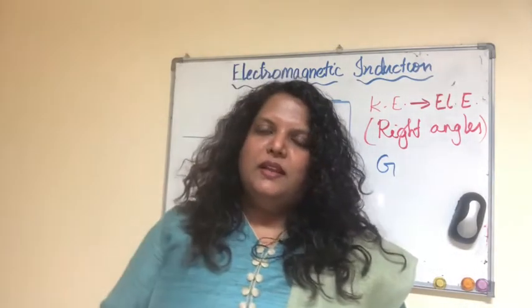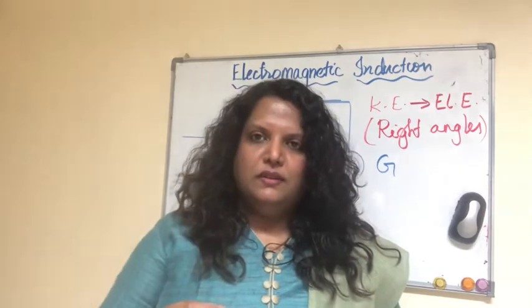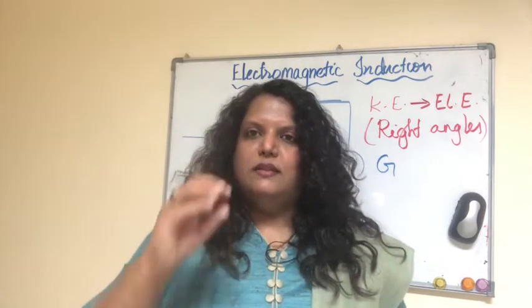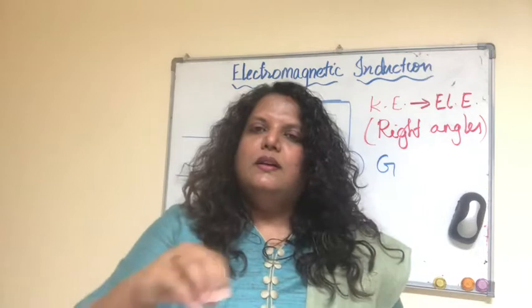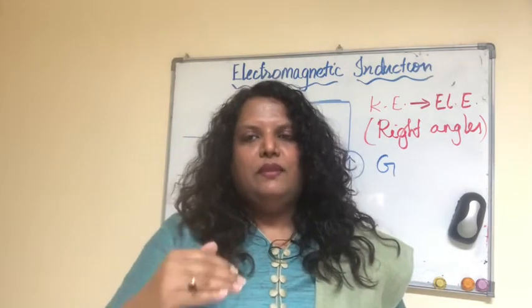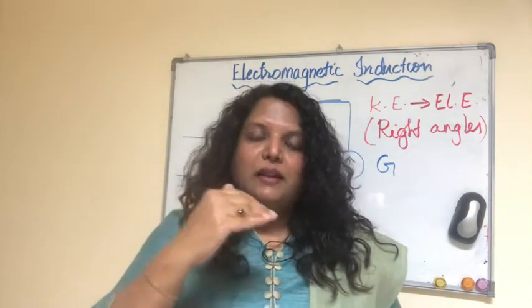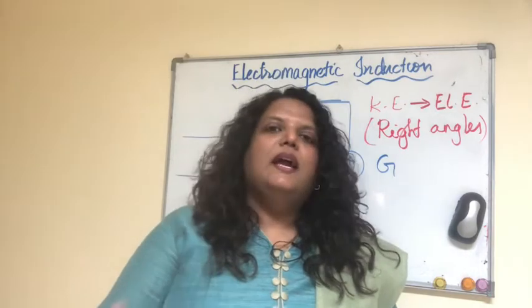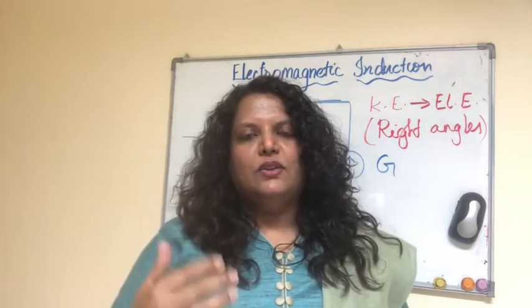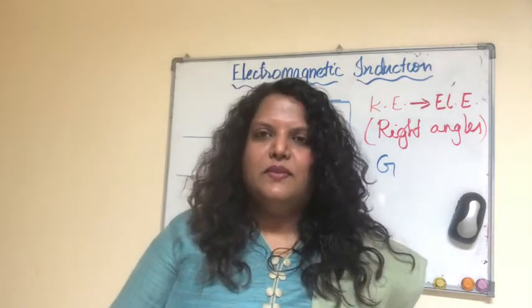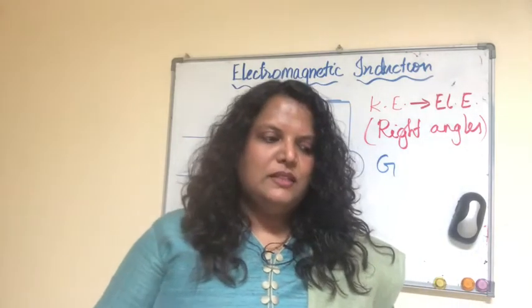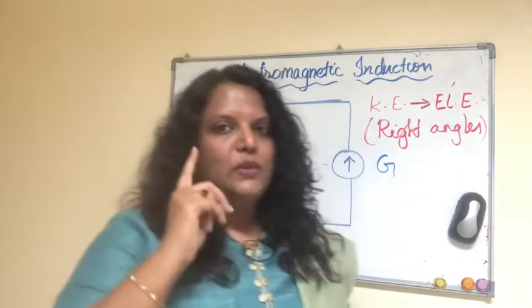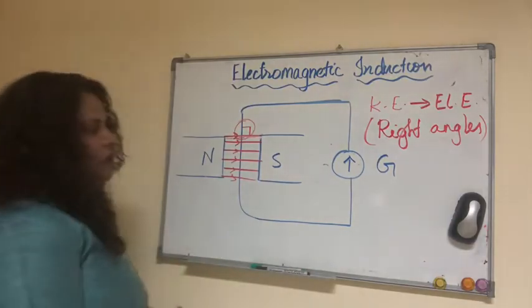Okay, so perpendicular, if you move the conductor perpendicular to the field, you will get maximum current flow. Zero current flow will be there if the conductor is moved parallel to the field. All right, and it will vary between horizontal and vertical movement. I hope that's clear. So that's one point you have to remember.